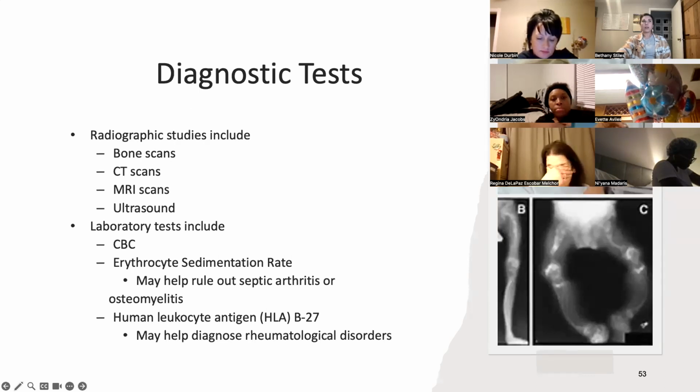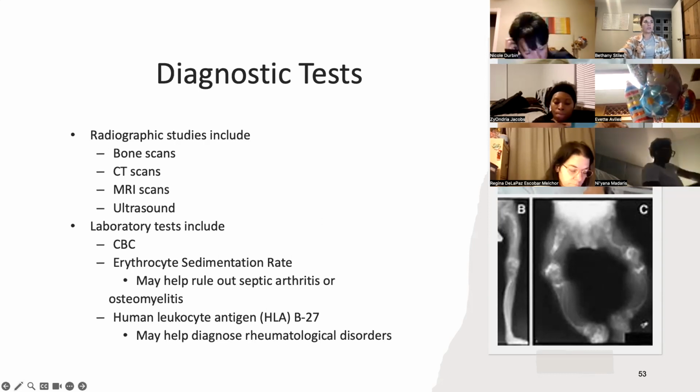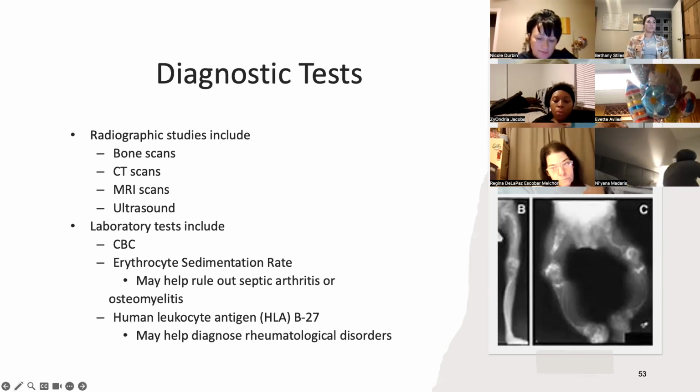We have lots of diagnostic tests that we can do to help us determine any abnormalities. We can do bone scans, CTs, MRIs, and ultrasounds. We also do lab tests like CBCs and erythrocyte sedimentation rates, or ESRs, and those help us rule out septic arthritis or osteomyelitis. And then human leukocyte antigen B27 is going to help us diagnose rheumatologic disorders.